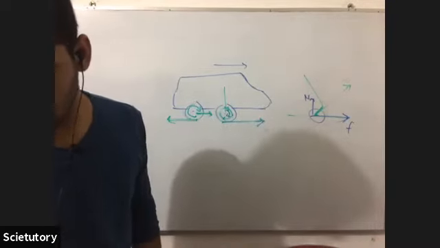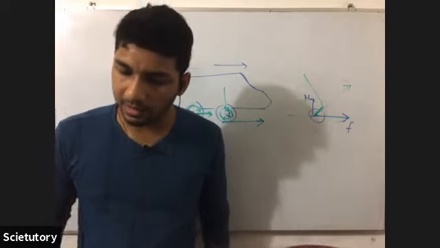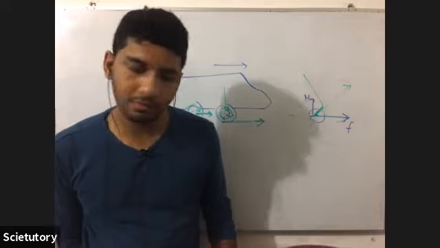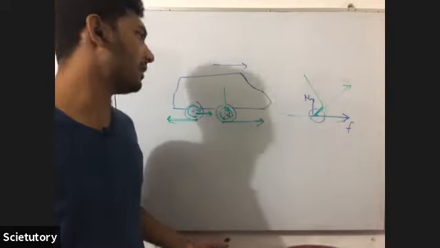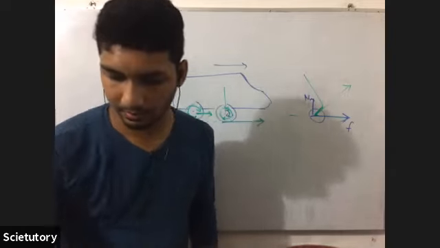So the correct answer is, when the front wheels are connected, the friction is in the direction of the motion. So the fourth answer is correct.